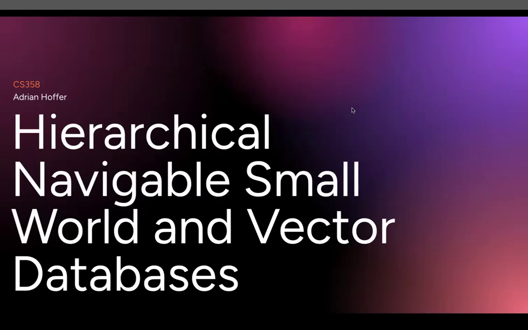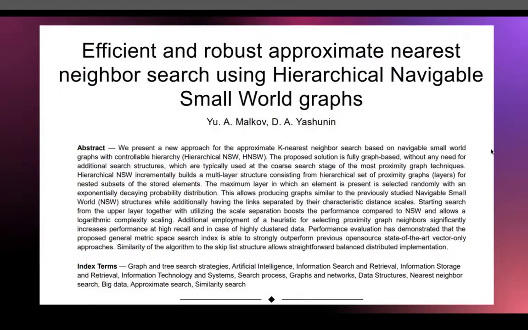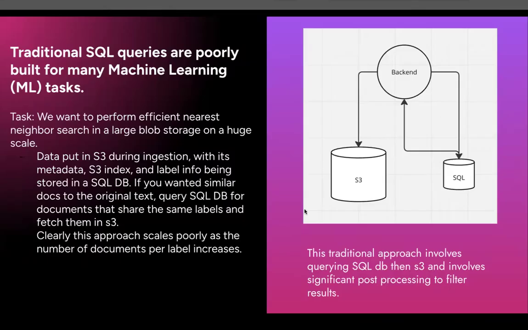Hi, I'm Adrian. I'll be talking about hierarchical navigable small world and vector databases. This is drawn from the literature, "Efficient and Robust Approximate Nearest Neighbor Search Using Hierarchical Navigable Small World Graphs" by Malkov and Yashunin. And before I get too into the weeds of this, I kind of want to motivate why this is such a cool innovation.